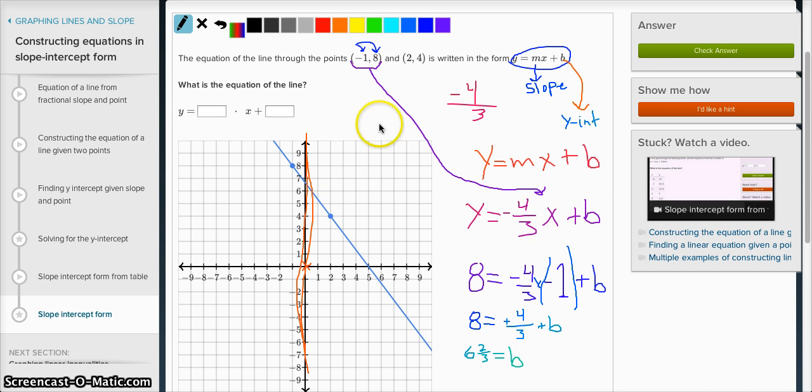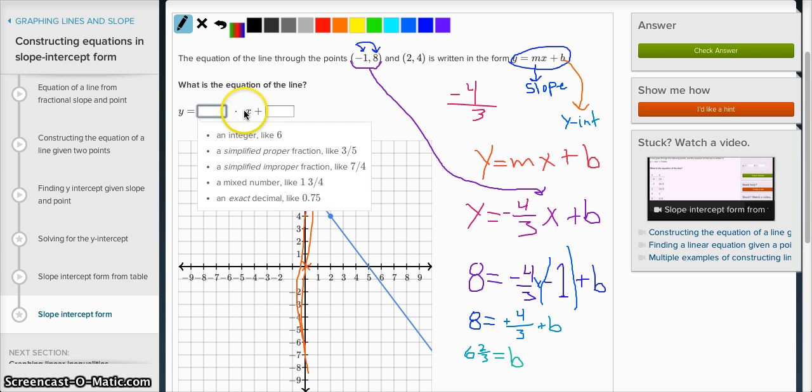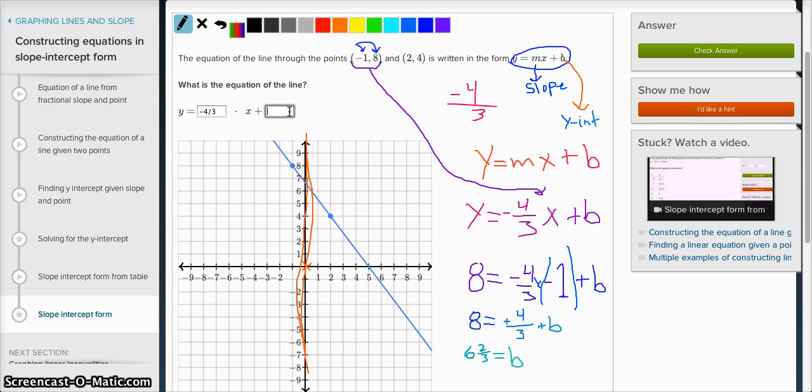Cool. So now I figured out m, which is the part that gets multiplied by x, the slope, -4/3, plus b, which is 6 2/3. So that's the same as 20/3. In case you don't know, to go from a mixed number to a fraction, you keep the same denominator. Then to find the numerator, you multiply the big number in front times the denominator. 6 times 3 is 18. And then you add the numerator. And that gets you 20/3. So there we go. I got 20/3, -4/3.